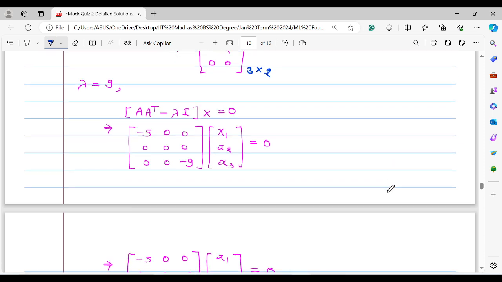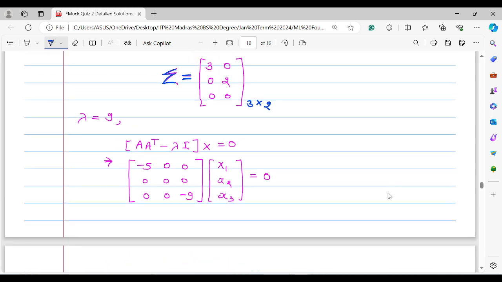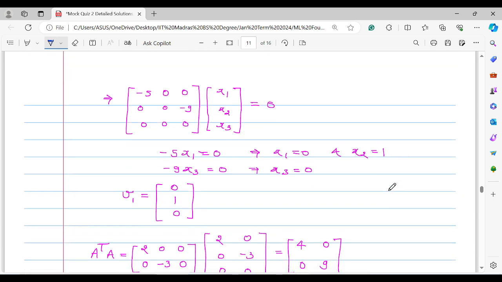So if you solve this, A transpose minus lambda I is equal to 0. We get minus 5 0 0, 0 0 0, 0 0 minus 9, and simply solve this. We get x1 is equal to 0 and x3 is equal to 0. So we set x2 equal to 1 because x2 is a free variable, and we get this eigenvector E1.